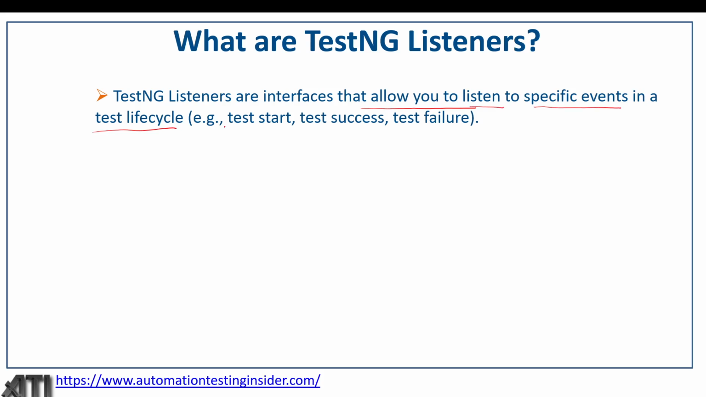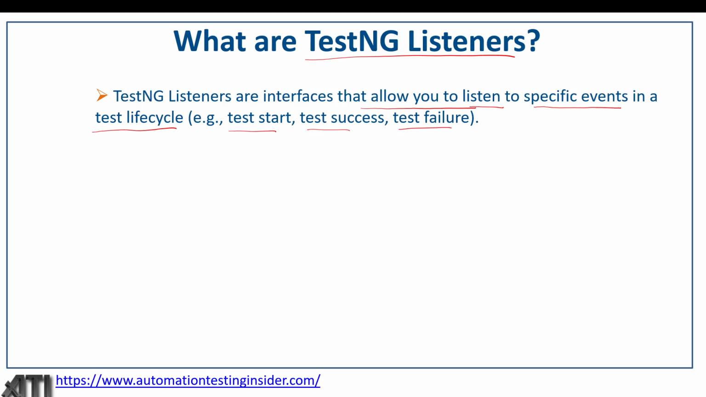What is the test life cycle? Like when we start the test, when it succeeds, fails, right, or is skipped. So it listens, the name itself, right, listeners, TestNG listeners. So it listens to the specific events, correct? So this is the simple definition.